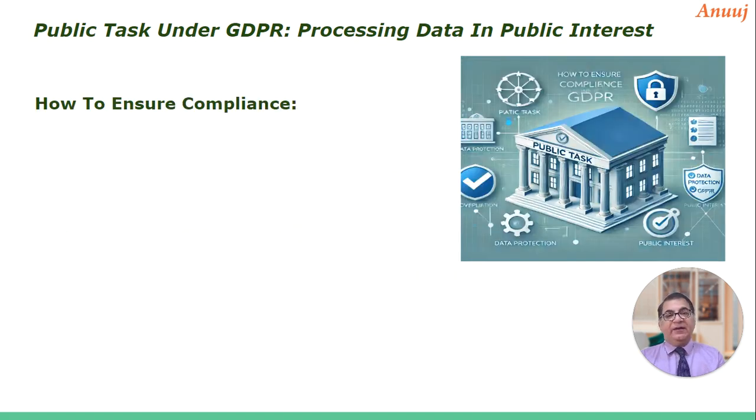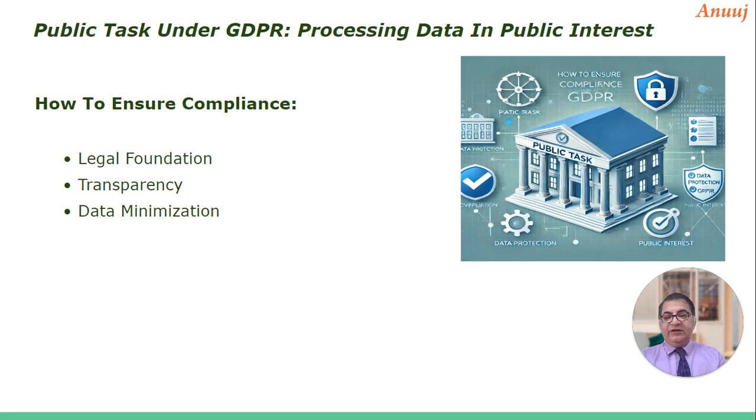To stay compliant under the public task basis of GDPR, you need to have a legal foundation for why you have processed the data. What was the need of processing the data? There has to be transparency with data subjects. You should inform them, or you should put it in your public notice or privacy notice that you can, in public interest or for a public task, process their personal information.